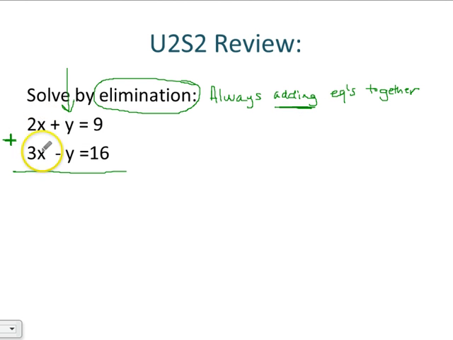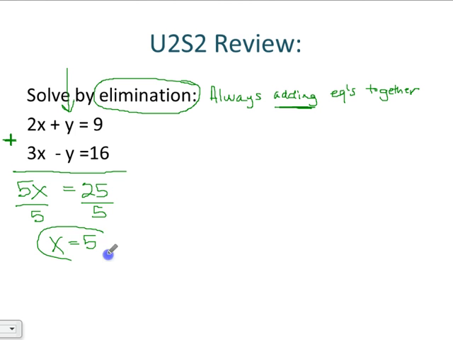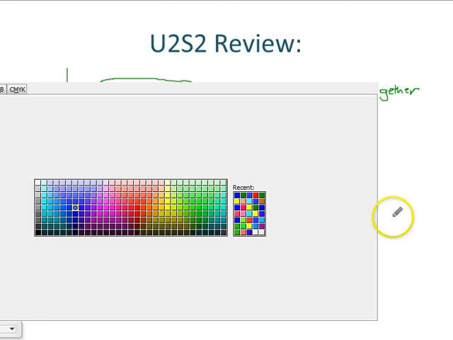So 2x plus 3x is 5x. Our y's are gone, and we set it equal to 9 plus 16, which I know is 25. Divide each side by 5. I get x equals 5. I'm not done yet. I need to solve for y. I can choose either equation. It doesn't really matter. I'm just going to go with the top equation, and plug in my value for x into that top equation.